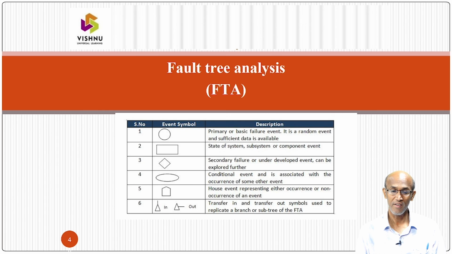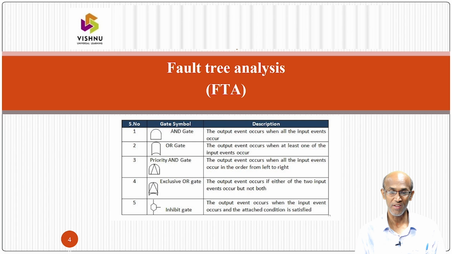So the symbols are: the circle symbol represents a primary or basic failure event. The rectangle symbol represents the state of the system, the third one represents a secondary failure or underdeveloped event, and the fourth symbol represents a conditional event. The fifth symbol, the house event, represents either occurrence or non-occurrence of an event, and the sixth symbol represents transfer in and transfer out symbols, used to replicate a branch or subtree of the FTA.